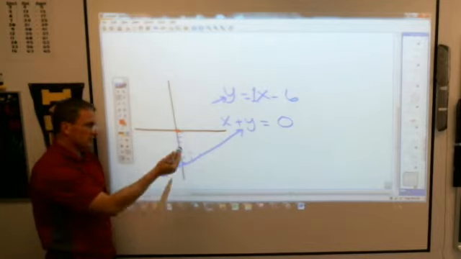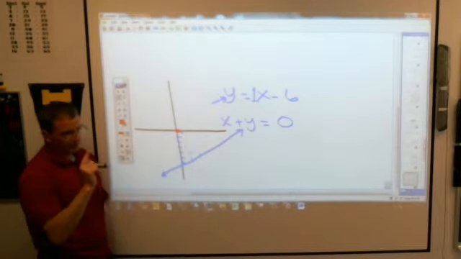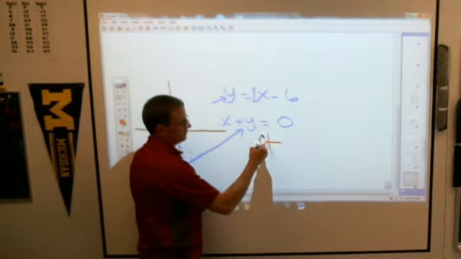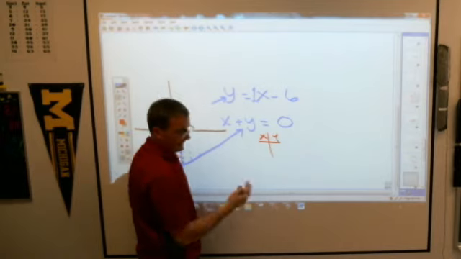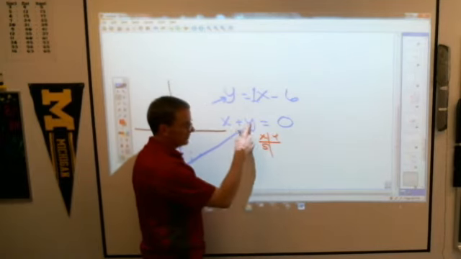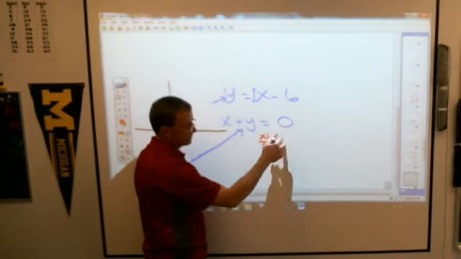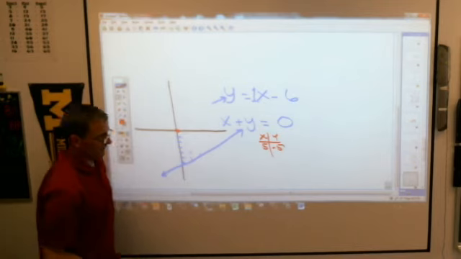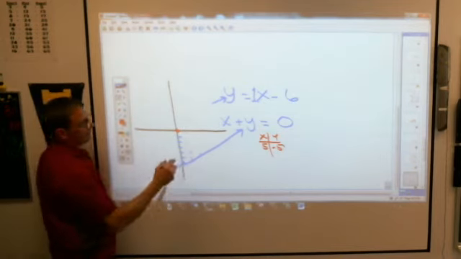I know it goes to the origin, that's why that's there. I need to find one more point. What could I do to find one more point? Madison? Take a mini little graph. Yeah, you could just do this. You just need to find one more point. Pick any number for x. Let's say it's 5. 5 plus what number is 0? Negative 5. So once you have that point, you can just graph it and call it a day.